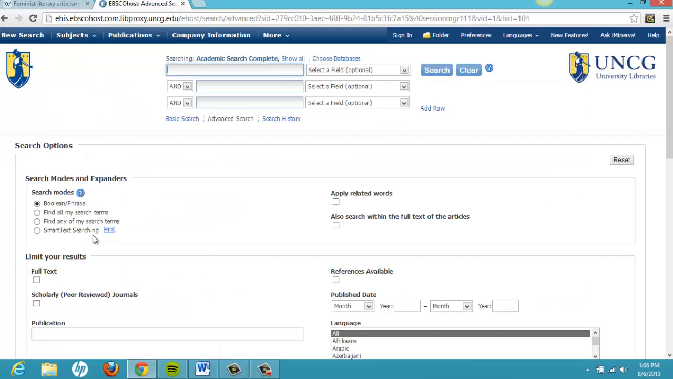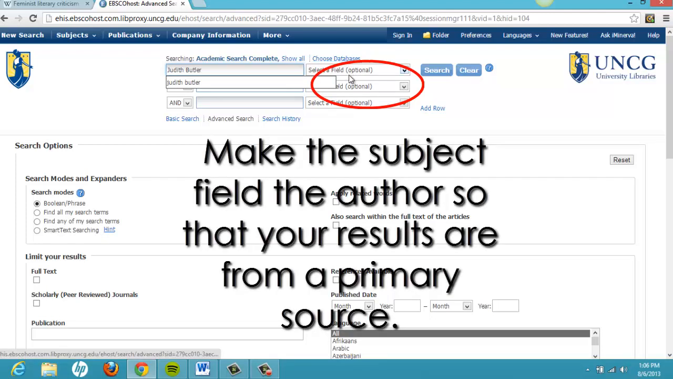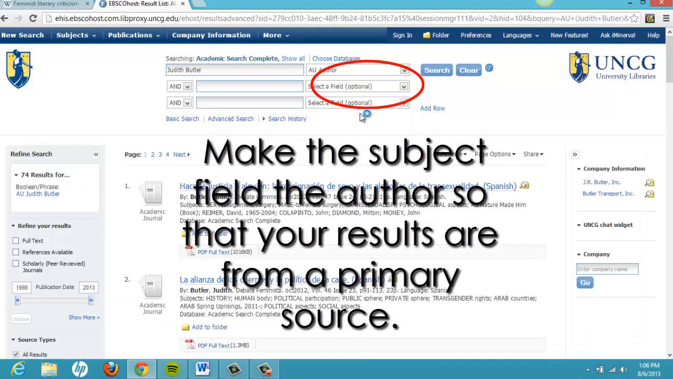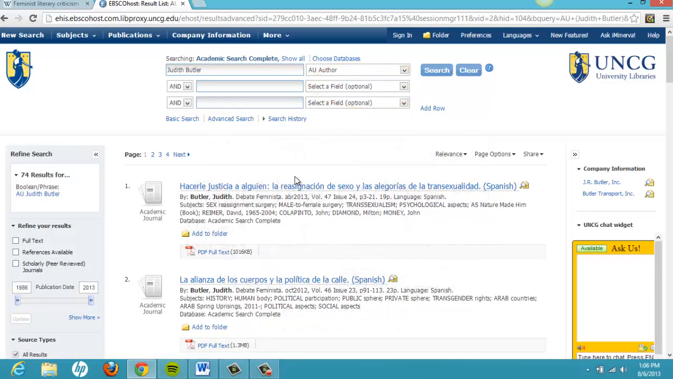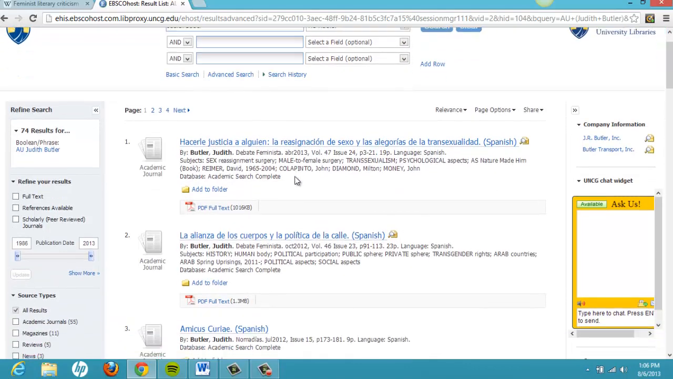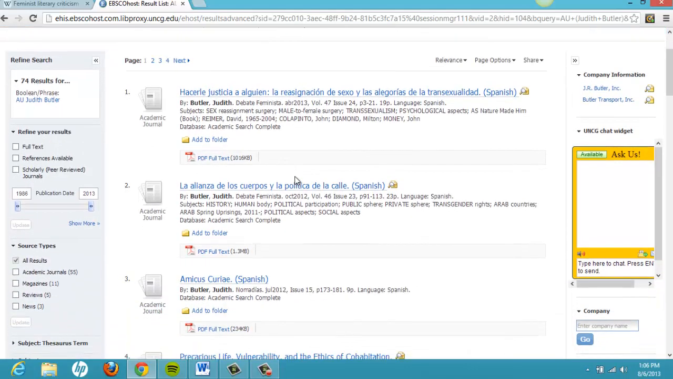Alright, so right now I kind of want to get more information on Judith Butler. I actually want to read some of the stuff that she wrote, stuff that she had to say, because that's what I'm going to actually use for my paper. Great, so I've got all these articles that just came up. 74 results for Judith Butler as the author. However, some of these are in Spanish, so I'm definitely not going to use those because I cannot speak Spanish.